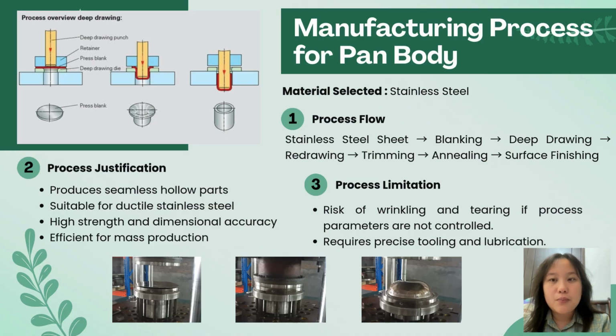Deep drawing is selected because stainless steel has good ductility and the process produces a seamless, high-strength pan body, suitable for mass production. However, issues such as wrinkling and tearing may occur if blank holder force and lubrication are not properly controlled.